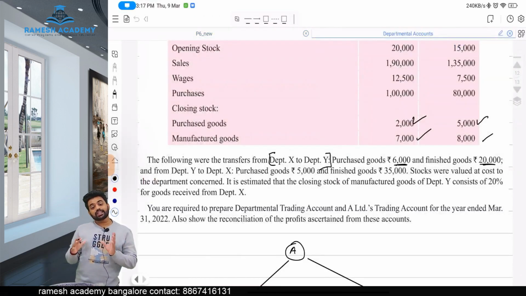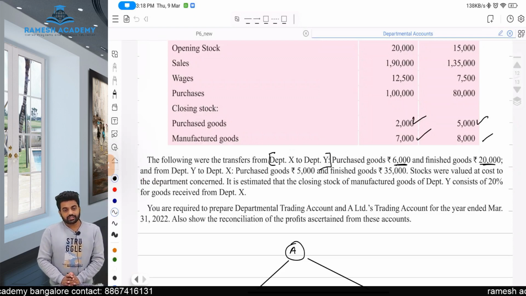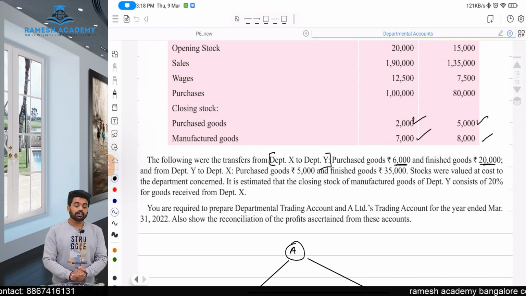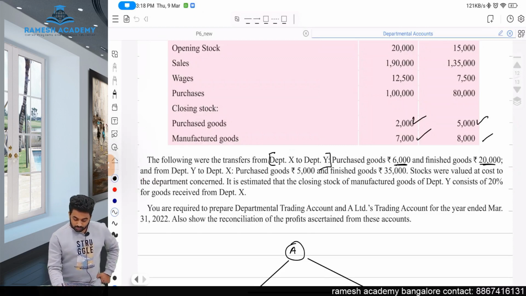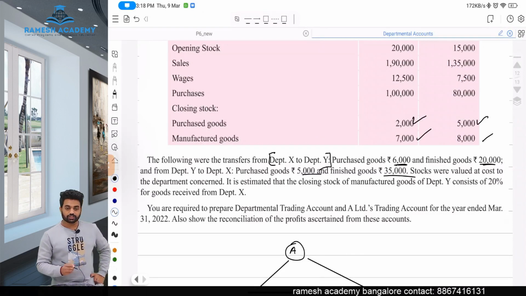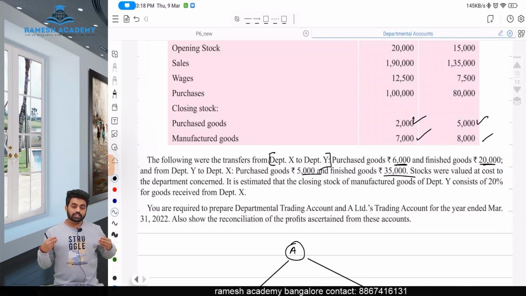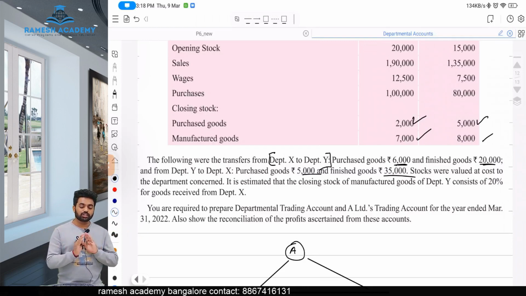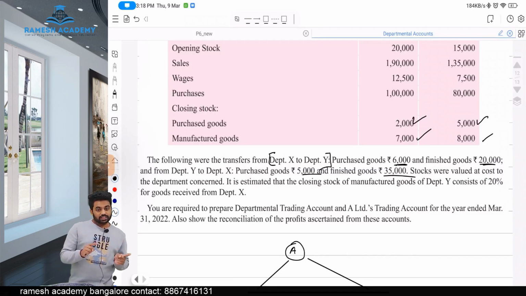Department Y is sending certain goods to Department X. So now Department Y is the seller, the transferor department. Department X is the transferee department. Purchased goods of 5,000 and finished goods of 35,000. Again I repeat, purchased goods are sent at purchase cost only; neither department adds any profit element. So 5,000 and 35,000.